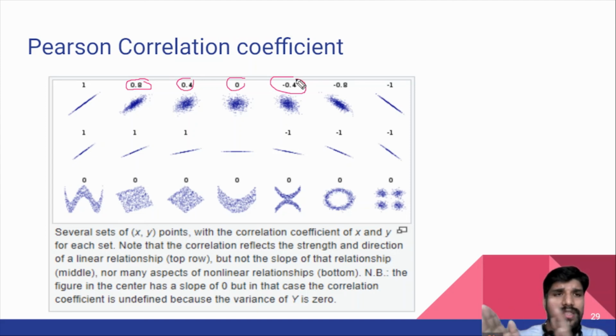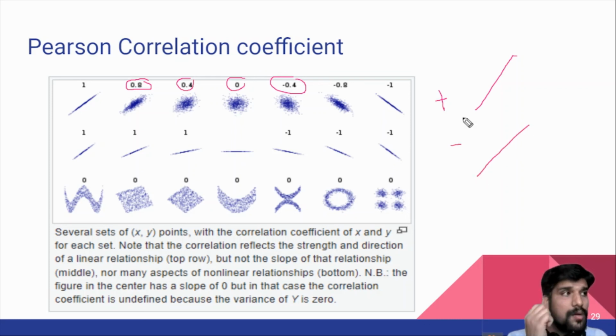But when the value varies, like 0.8, 0.4, or 0, what does that number mean? It actually gives the strength. Positive and negative give the direction. When it is positive, it's directly proportional. When it is negative, it is inversely proportional. But the number specifies the strength, how strongly they are correlated.